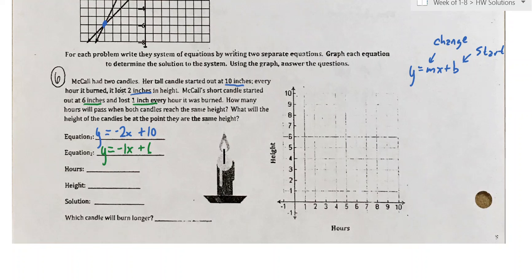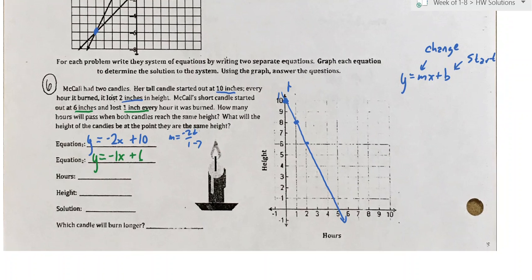Okay. Then I'm going to graph this. I start with the first one. My b is 10. My slope is negative 2. As a fraction, it's negative 2 over 1. That means I move down 2 and right 1, down 2 and right 1. And then I connect these with as straight of a line as I can draw.